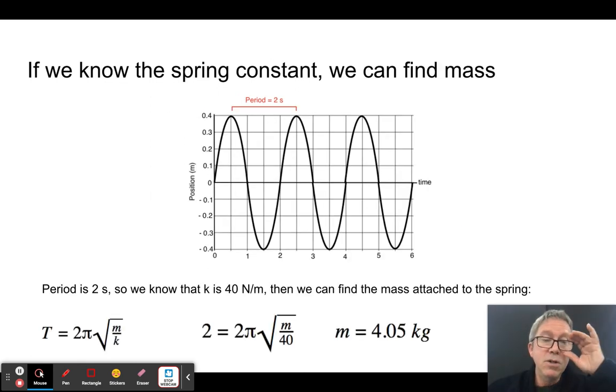So if I know, say, for instance, the spring constant, and I look at a graph like this, I can find the mass of the system. This is a classic thing they give you, right? They're going to tell you the spring constant, what's the mass? And you've got to say, I'm supposed to look at the graph and figure out the period. The period is 2 seconds, so I can replace T with 2. 2 pi is always 2 pi. And now I know the spring constant, so I can solve for mass.